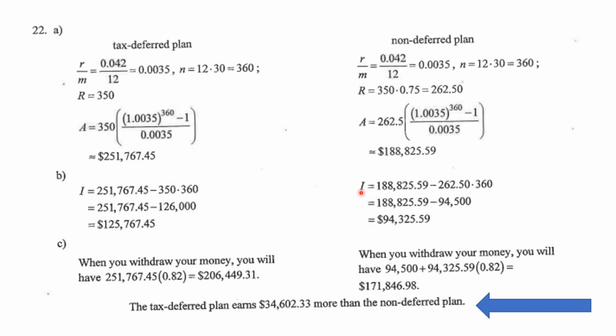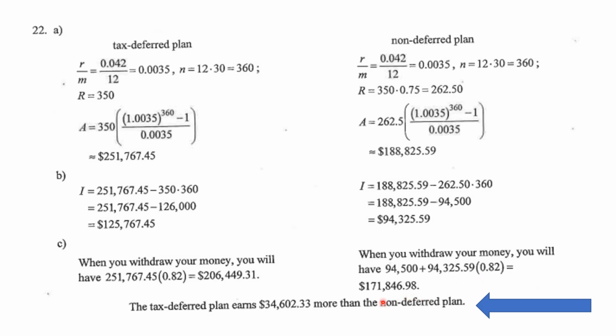So the amount that you have at the end is 188,825.59. Now your interest is the difference between that and the total amount that you put in, which is this 262.50 times 360, and so this is the interest that you have. But now you've already paid tax on the thing, so the only thing you're doing is paying tax on the interest. So you will get your interest, but then you have to pay tax on this amount, and you do the calculation.